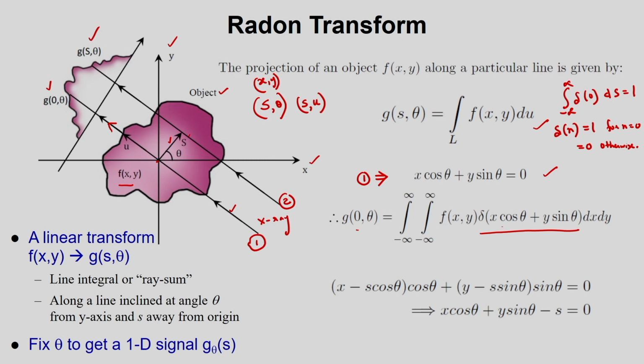What is the equation of the second line? For the number 2 line, you can see x minus s cos theta plus y minus s sin theta. So finally, the equation of the second line is x cos theta plus y sin theta minus s is equal to 0. The second line is the line whose normal vector is in the theta direction and whose distance from the origin is s. So this line is in the theta direction, and the distance from the origin is s. So the equation of line number 2 is x cos theta plus y sin theta minus s is equal to 0.